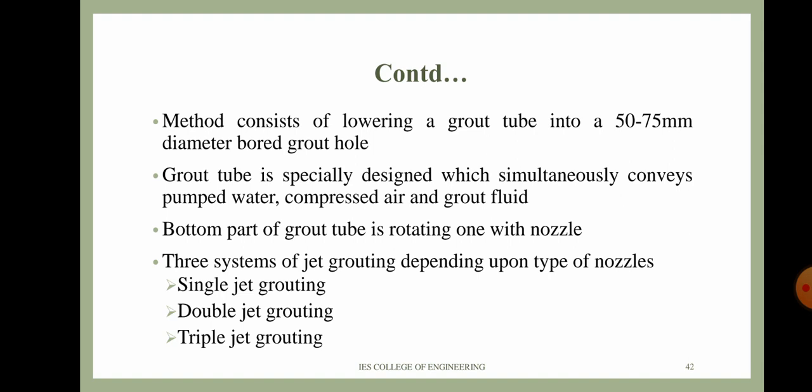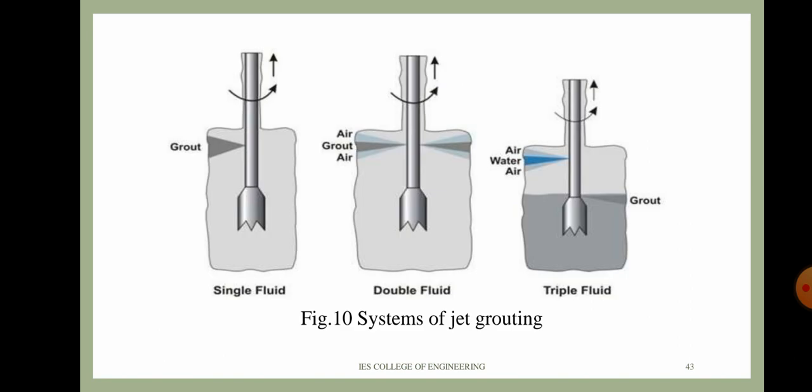The jet grouting method consists of lowering a grout tube into a 50 to 75 mm diameter bored grout hole, and the grout tube is specially designed to simultaneously convey pumped water, compressed air and grout fluid. The bottom part of the grout tube is rotating, along with the nozzle. While discussing jet grouting, there are three systems depending upon the type of nozzles used: single jet grouting, double jet grouting, and triple jet grouting. The figure shows the three systems of jet grouting.